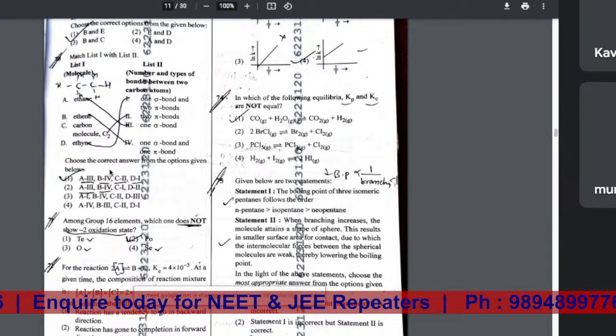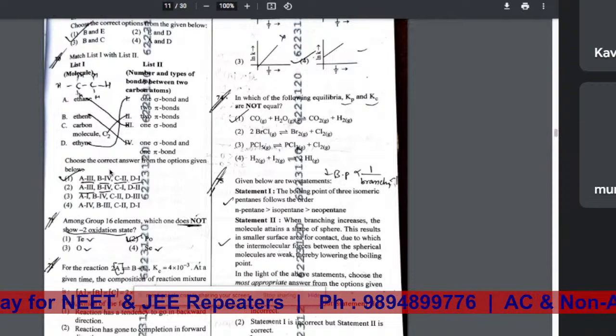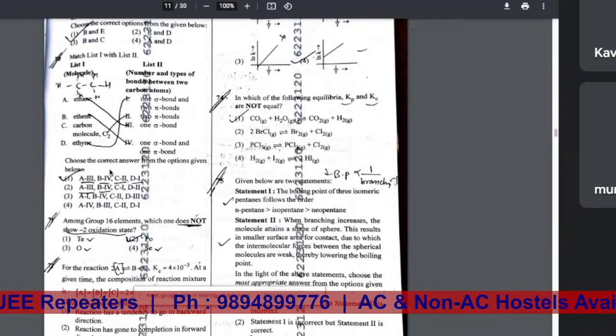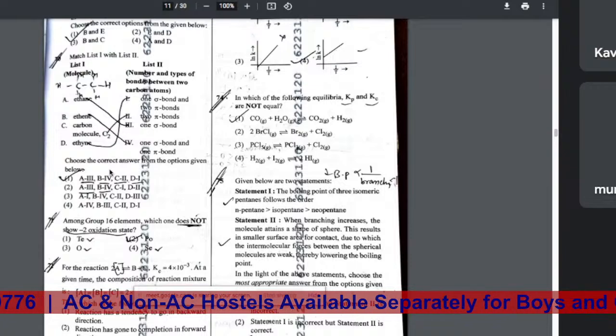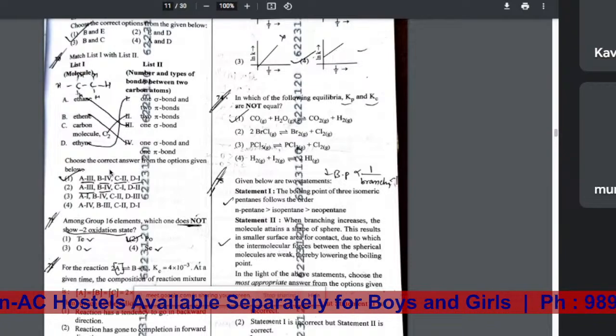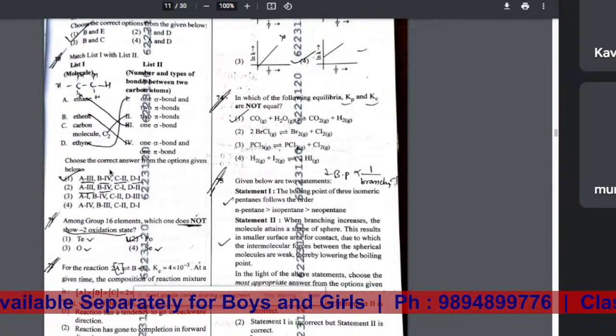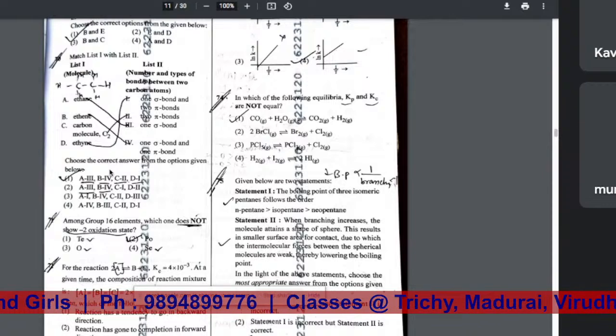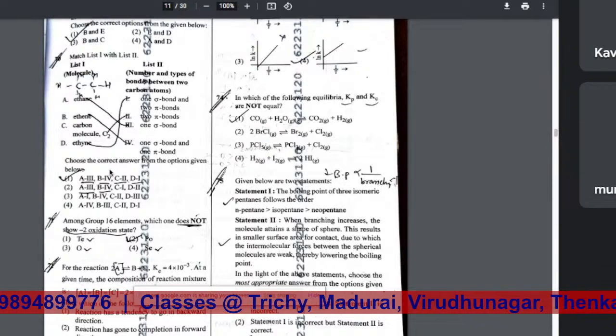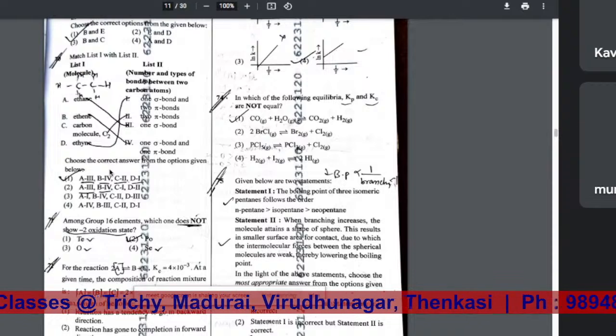When delta Ng is positive, Kp will not be equal to Kc. Okay. Now, fourth option is H2 gas plus I2 gas gives 2 HI gas. Product side 2 molecules, reactant side 2 molecules. 2 minus 2 equal to 0. Delta Ng is equal to 0 means Kp is equal to Kc. So first Kp is equal to Kc, second Kp is equal to Kc, third Kp is not equal to Kc, fourth Kp is equal to Kc. So correct answer for this is third option.